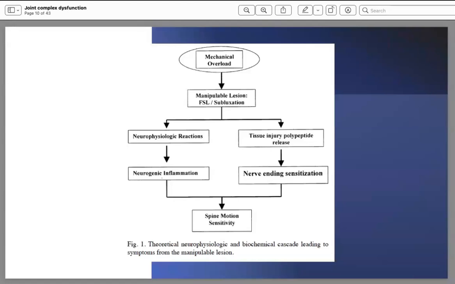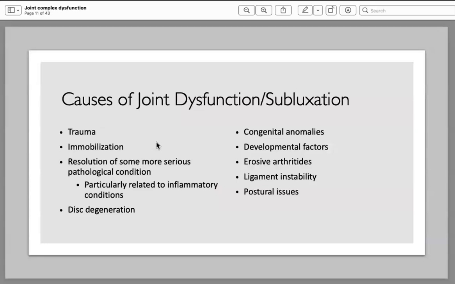It can happen from, this says mechanical overload, but not always, right? If I'm not using something, I can end up with a manipulable lesion or a joint dysfunction as well. But this particular chart is just showing that cascade that can lead to different types of symptomology. We have different types of neurophysiologic reactions, neurogenic inflammation, different types of peptides release leading to sensitization processes, all things we know just from a cascade type of approach.